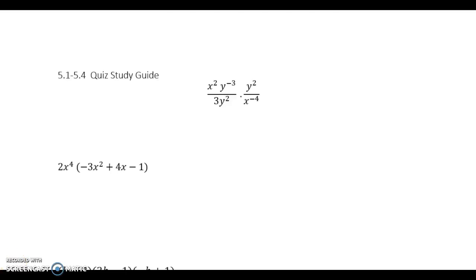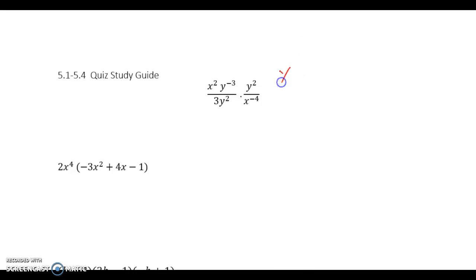All right, we are going to walk through the 5.1 to 5.4 study guide for the quiz. Now this problem we did in class, but let's look at it. Why don't I group all the things together that can go together?